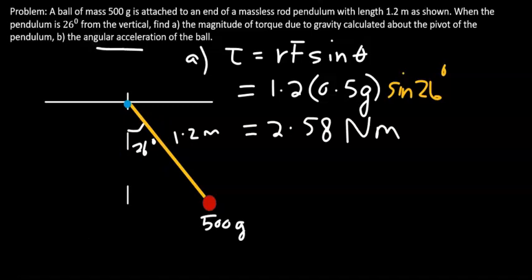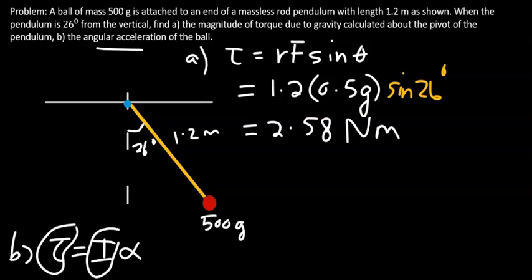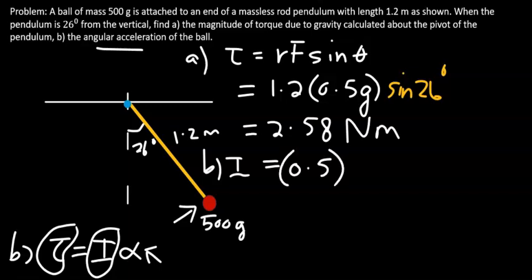Let's do part B, the angular acceleration of the ball at that instant. The angular acceleration and torque are related in the following manner. So this is Newton's second law for rotation. Now we know what torque is at that point. We can calculate moment of inertia, and therefore we can determine the angular acceleration. So let's just do that. Moment of inertia for a point particle such as this one is just the mass, which is 0.5 kg, times the distance from the axis of rotation, in this case 1.2 squared.